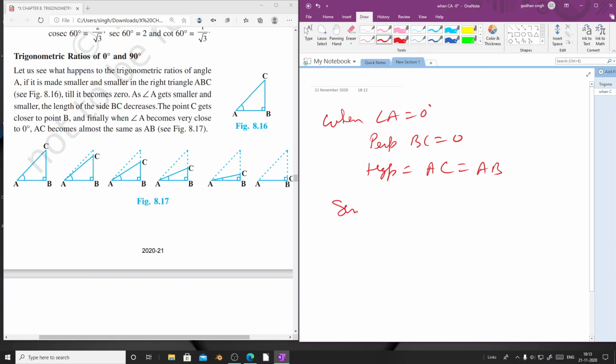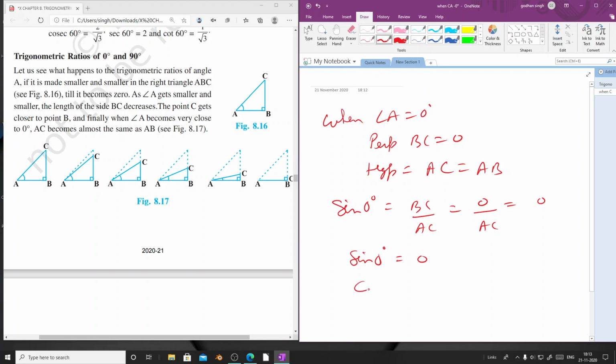So let us find the value of sine 0 degree. Sine 0 degree will be equal to, sine, you know, is defined as perpendicular by hypotenuse, that is BC over AC. But what is BC? That is 0 over hypotenuse, that is AC. So 0 over AC, that is 0.